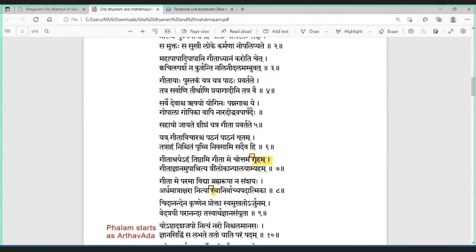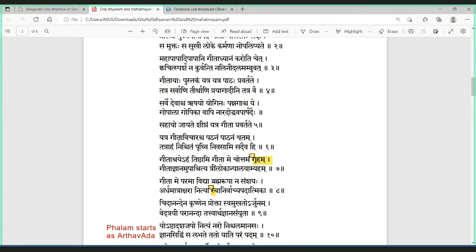Yatra Gita vicharascha pathanam pathanam shrutam tatraham nishchitam prithvi nivasami sadaiva hi. He says, nivasami, I stay there. Sadaiva, always. There, tatra aham nishchitam. Definitely I always stay there. O Prithvi, where? Yatra, where? Gita vicharaha cha. Highest. Where there is a vichar on Gita.